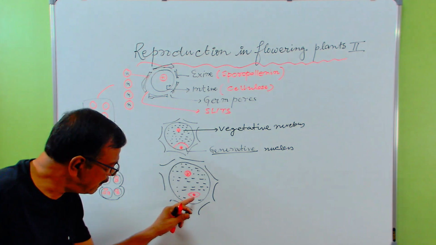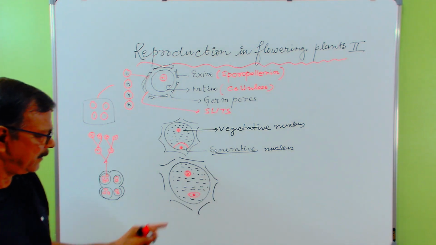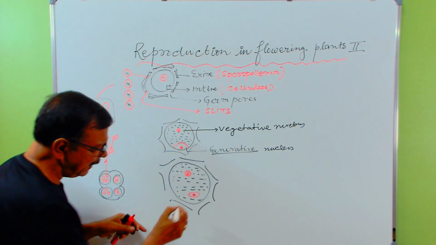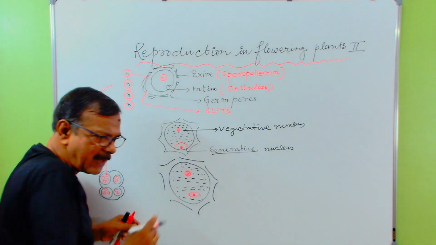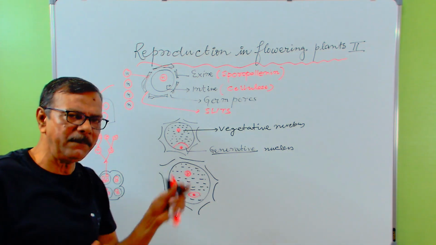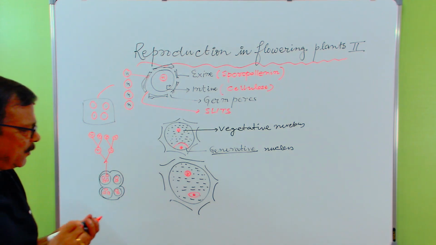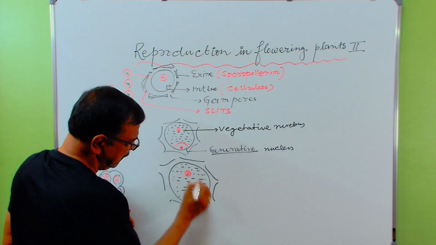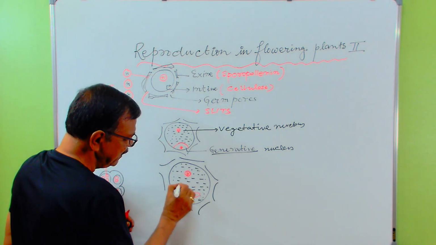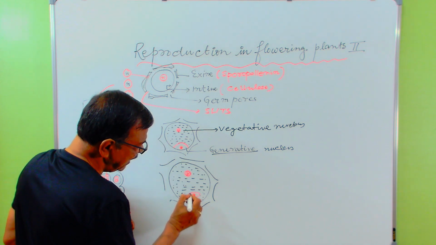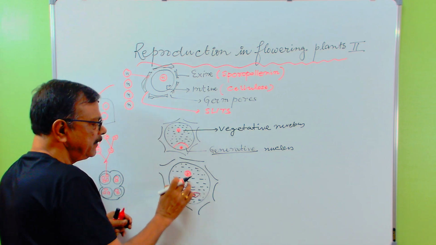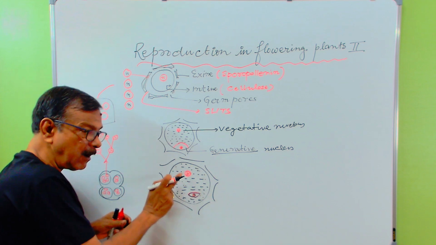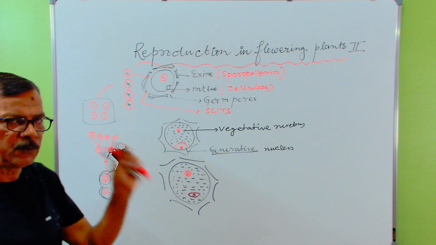So the generative cell will get detached from the cell wall, and it will float inside the cytoplasm of the vegetative cell. Clear? So this is the vegetative cell, the bigger one is entirely the vegetative cell, and this cell, which will look like a lens, will be floating in the cytoplasm of the vegetative cell. This point you should write.